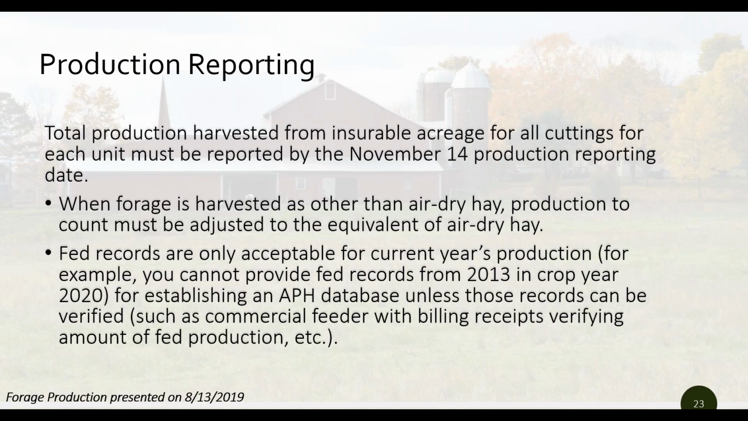And the handbook says, for example, you cannot provide feed records from 2013 in the crop year 2020 for establishing an APH database unless those records can be verified, and it gives some third-party examples there, with billing receipts verifying the amount of production.